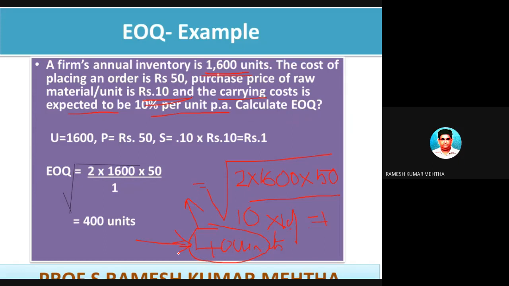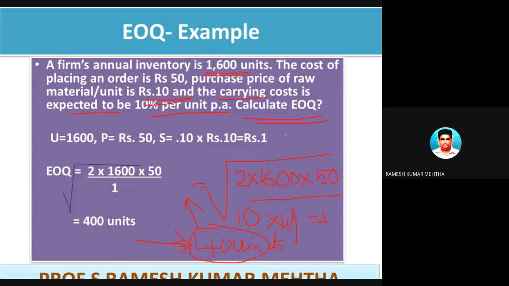I will tell them to supply 400 units only, because at 400 units, the ordering cost, the inventory carrying cost and the total cost are optimal or minimal; there is an optimization taking place. So 400 units I have to order. This is the answer to calculate your inventory economic order quantity.